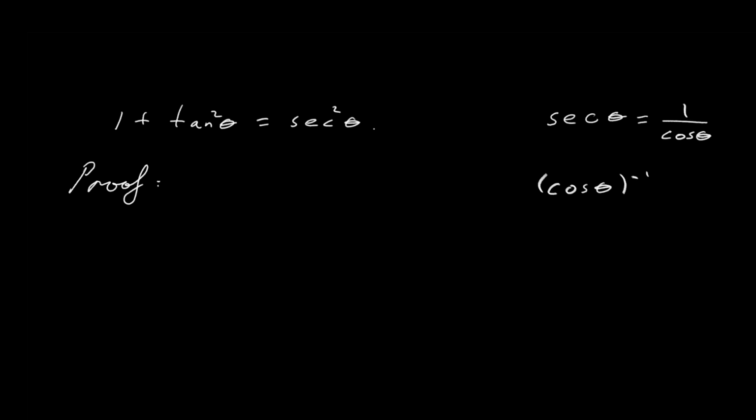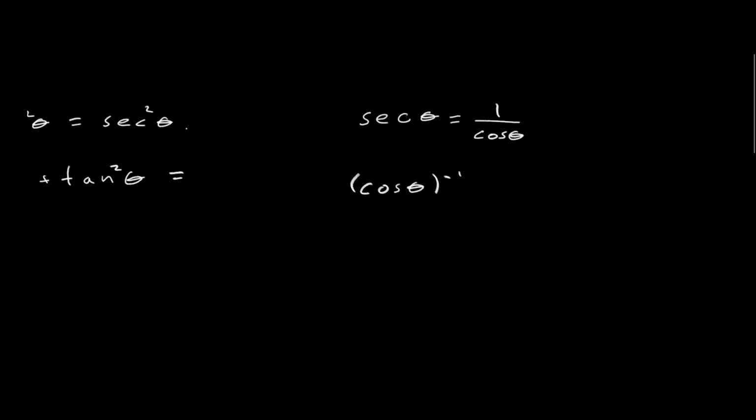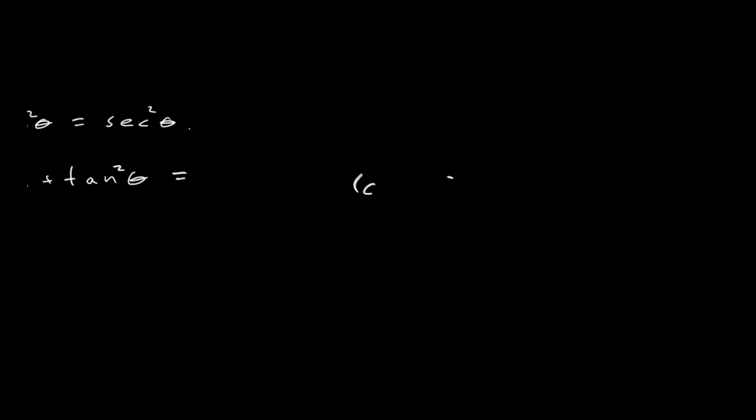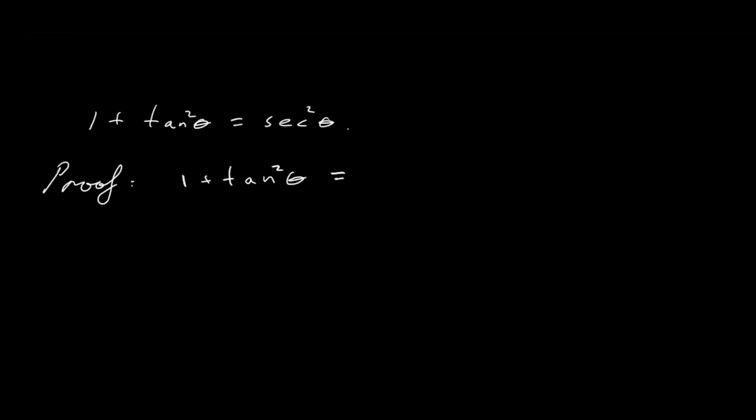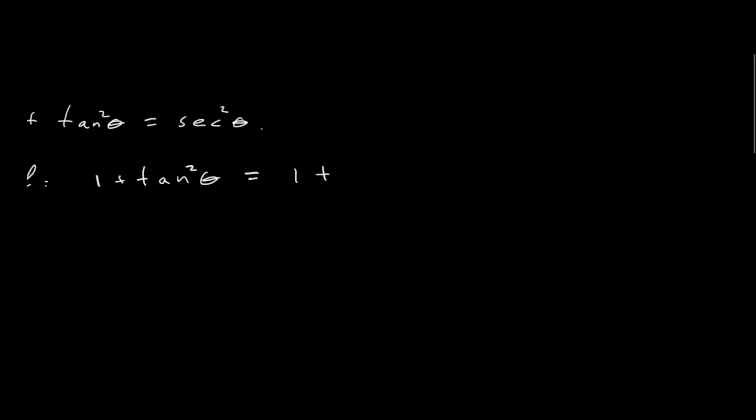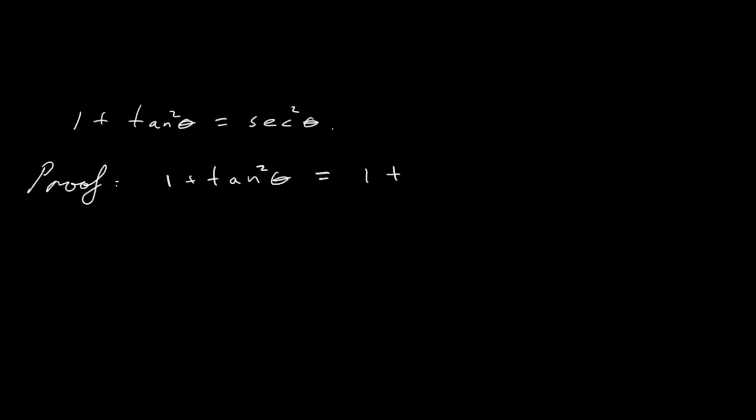Okay, so proof, we'll start on the left-hand side. 1 plus the tangent of theta squared equals what? Well, just get rid of this so we have space. It equals, by definition, tan of theta is the sine of theta over the cosine of theta, but it was squared, so we could either put it in brackets and square it, or we could just square the numerator and denominator. It's the same thing.